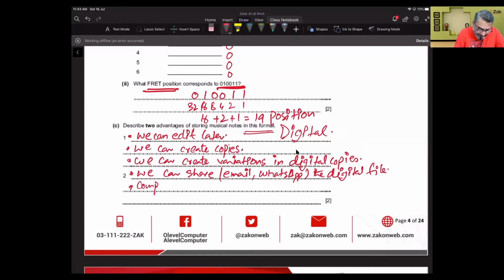Computer software can improve the recording. It is like when we type, we can commit a few spelling mistakes, isn't it?